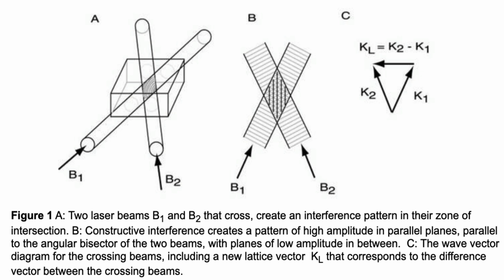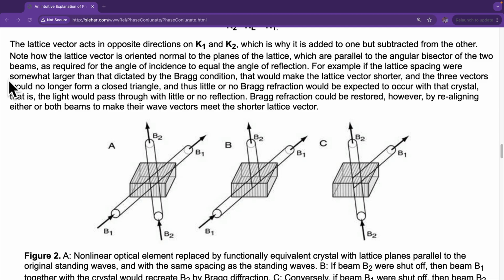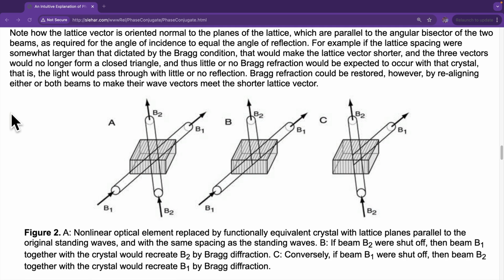For example, if the lattice spacing were somewhat larger than that dictated by the Bragg condition, that would make the lattice vector shorter, and the three vectors would no longer form a closed triangle, and thus little or no Bragg reflection would be expected to occur with that crystal. That is, the light would pass through with little or no reflection. Bragg reflection could be restored, however, by realigning either or both beams to make their wave vectors meet the shorter lattice vector.